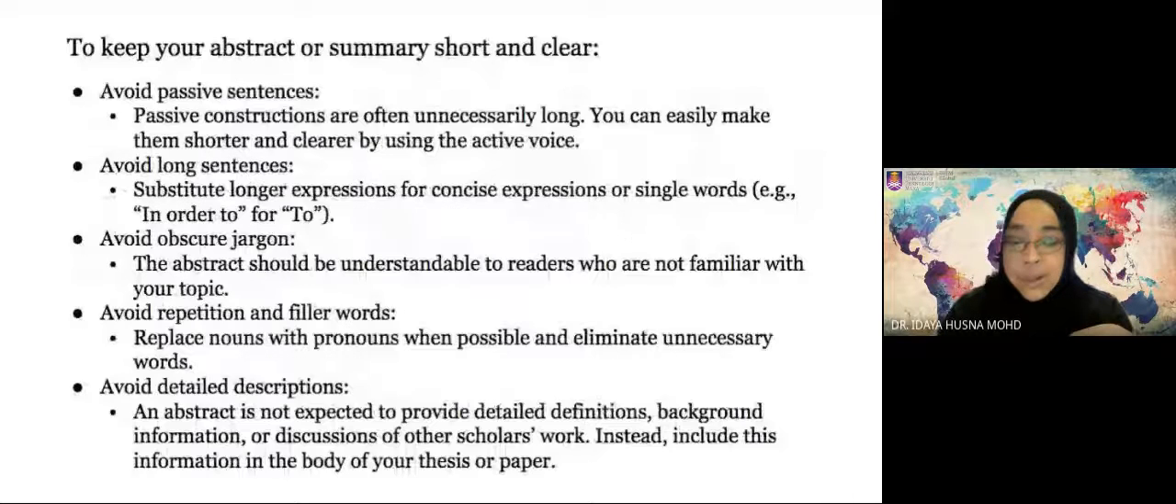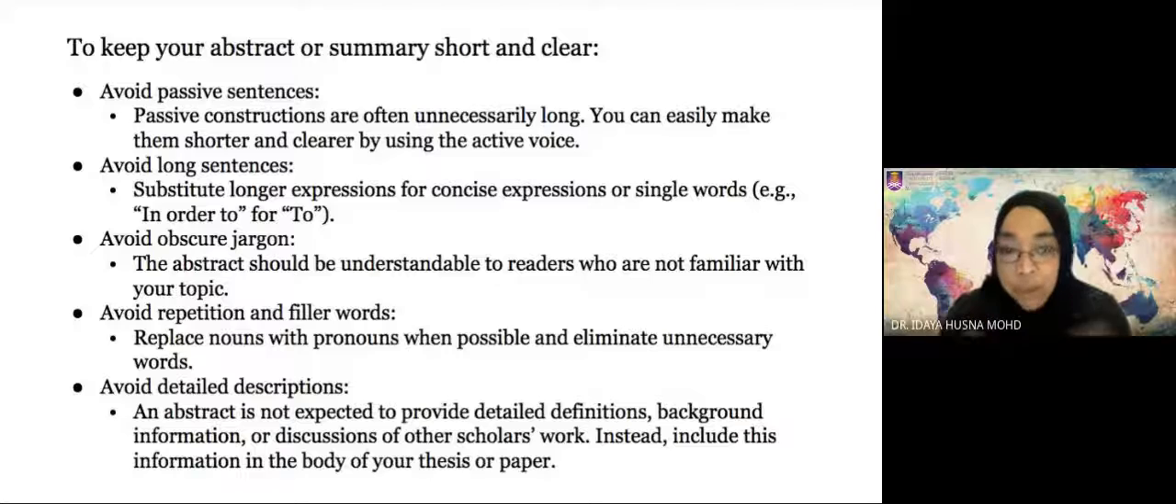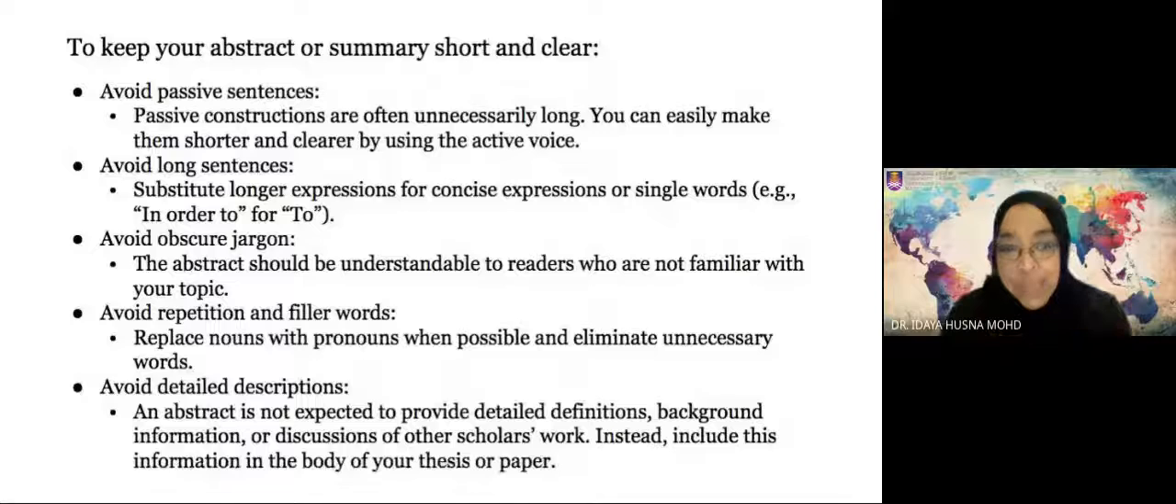Next slide. Right, how to keep your abstract or summary short and clear. Okay, avoid passive sentences. Right, passive constructions are sometimes long, so you can make it easy by using active voice, right? And avoid long sentences. I know we can get too carried away when we write our thesis or papers. We get too carried away and we tend to write long sentences. So keep your sentences simple, right?